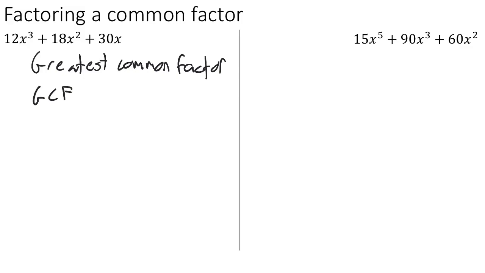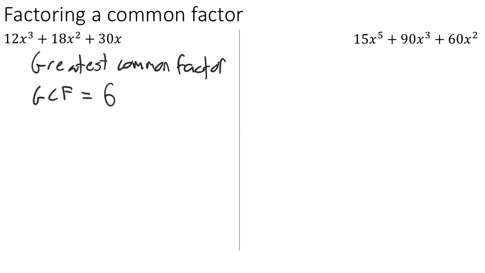There's going to be 2 parts to this. There's going to be the number part, the coefficient, and there's going to be the variable part with a power. So in terms of the coefficient, we have a 12, we have an 18, and we have a 30. And what we need to find is a number that will divide each of those 3 numbers. Well, if we think about it for a little while, 6 will do the job. 6 divides 12, 6 divides 18, and 6 divides 30, and there isn't any bigger number than that that will also divide all 3. So 6 is the coefficient part of our GCF.